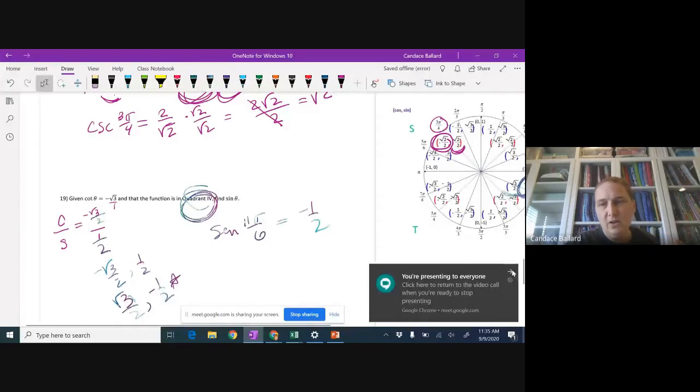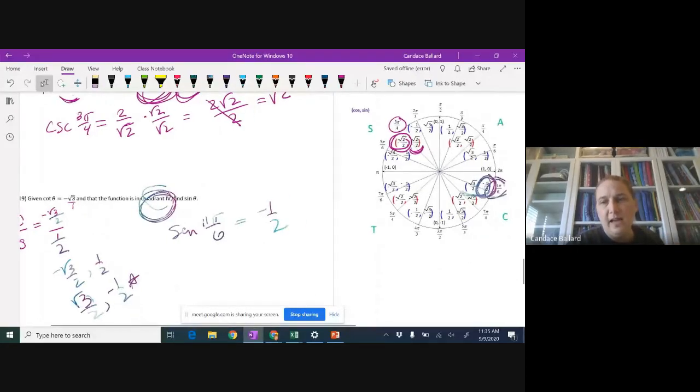Okay, so 5 pi over 3 has the x value 1/2, and I know that my x value had to be negative square root of 3 over 2. Does that make sense? Kind of waiting a little bit for a response. Okay, good. Glad it makes sense.